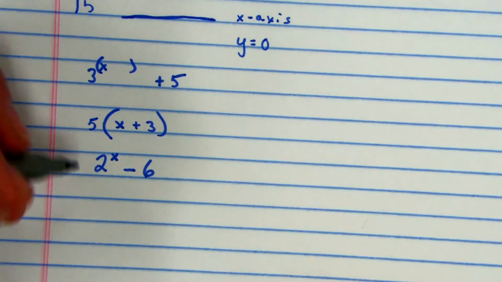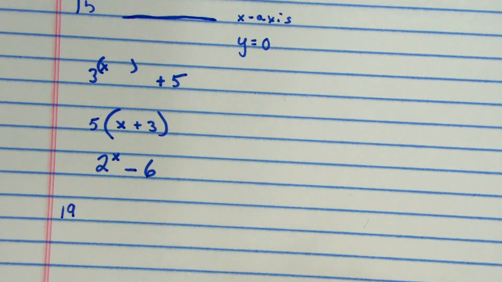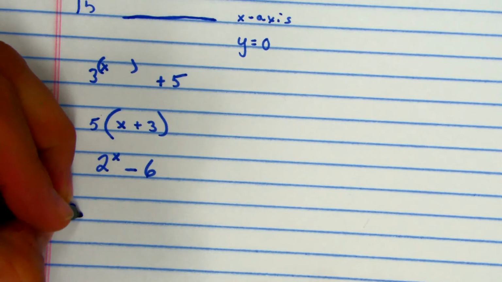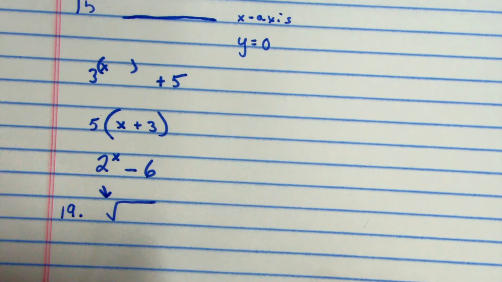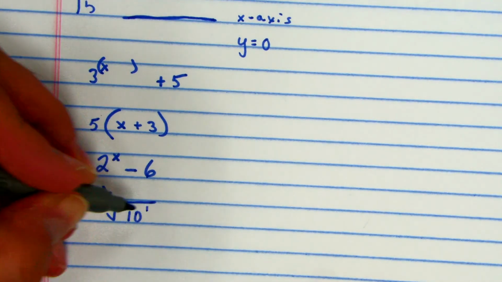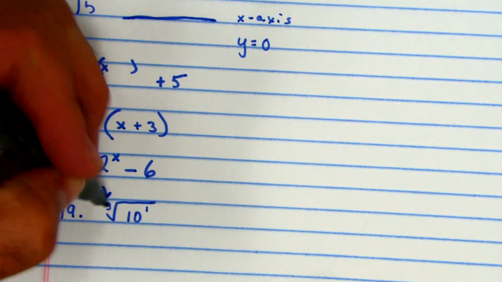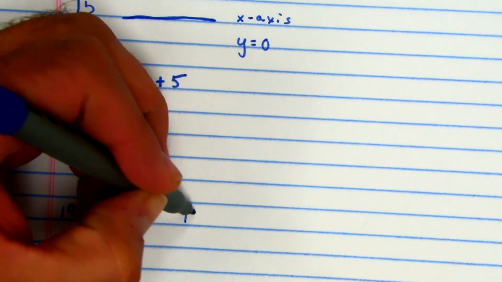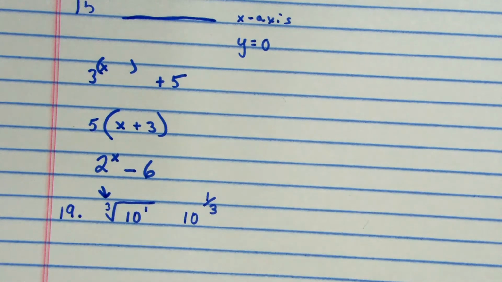Problem 19. How to write it in rational form. That means the number that is the index is my denominator. So this was 10, and if there's no exponent there, it would be to the first. This would be 10 to the 1/3. So the funny part about this is 19 and 20 were direct opposites of each other. So if you could do 20, you should have been able to go backwards and do 19. Okay.